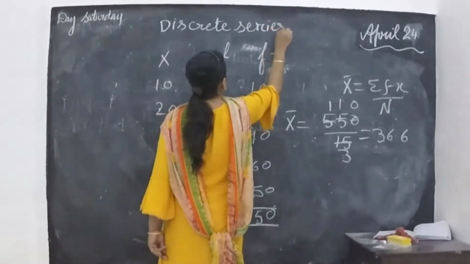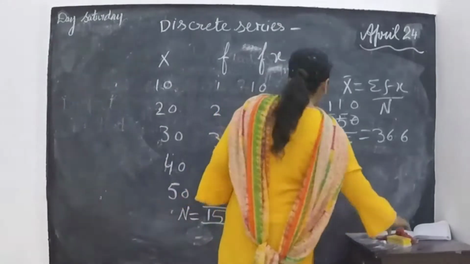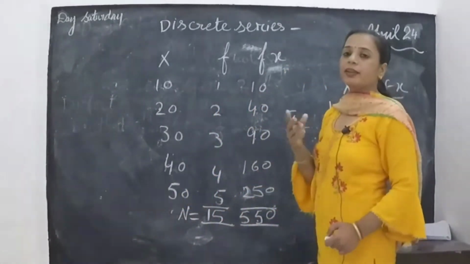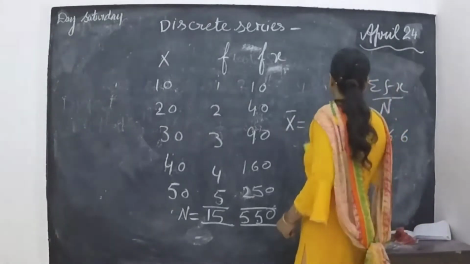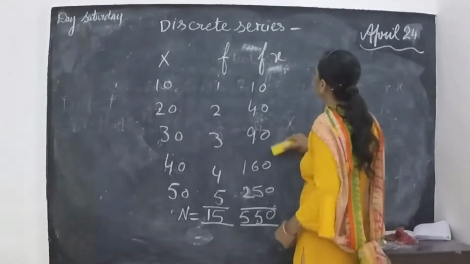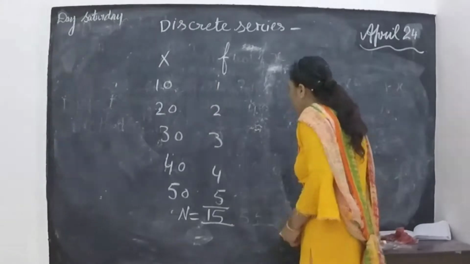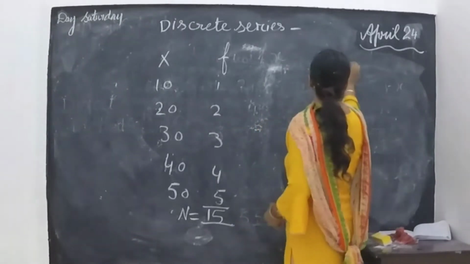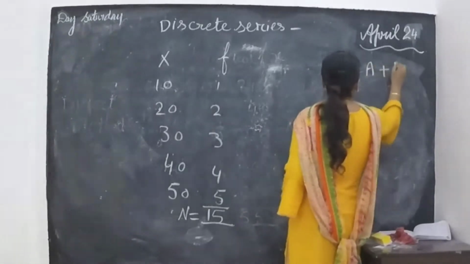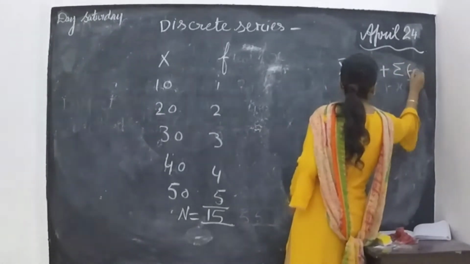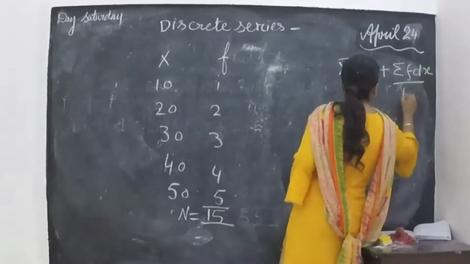Series. Next, I will do the same sum with another method, that is shortcut method. So what is the formula of shortcut method? I am going to tell you. Formula of shortcut method is x bar is equal to a plus summation f dx by n.